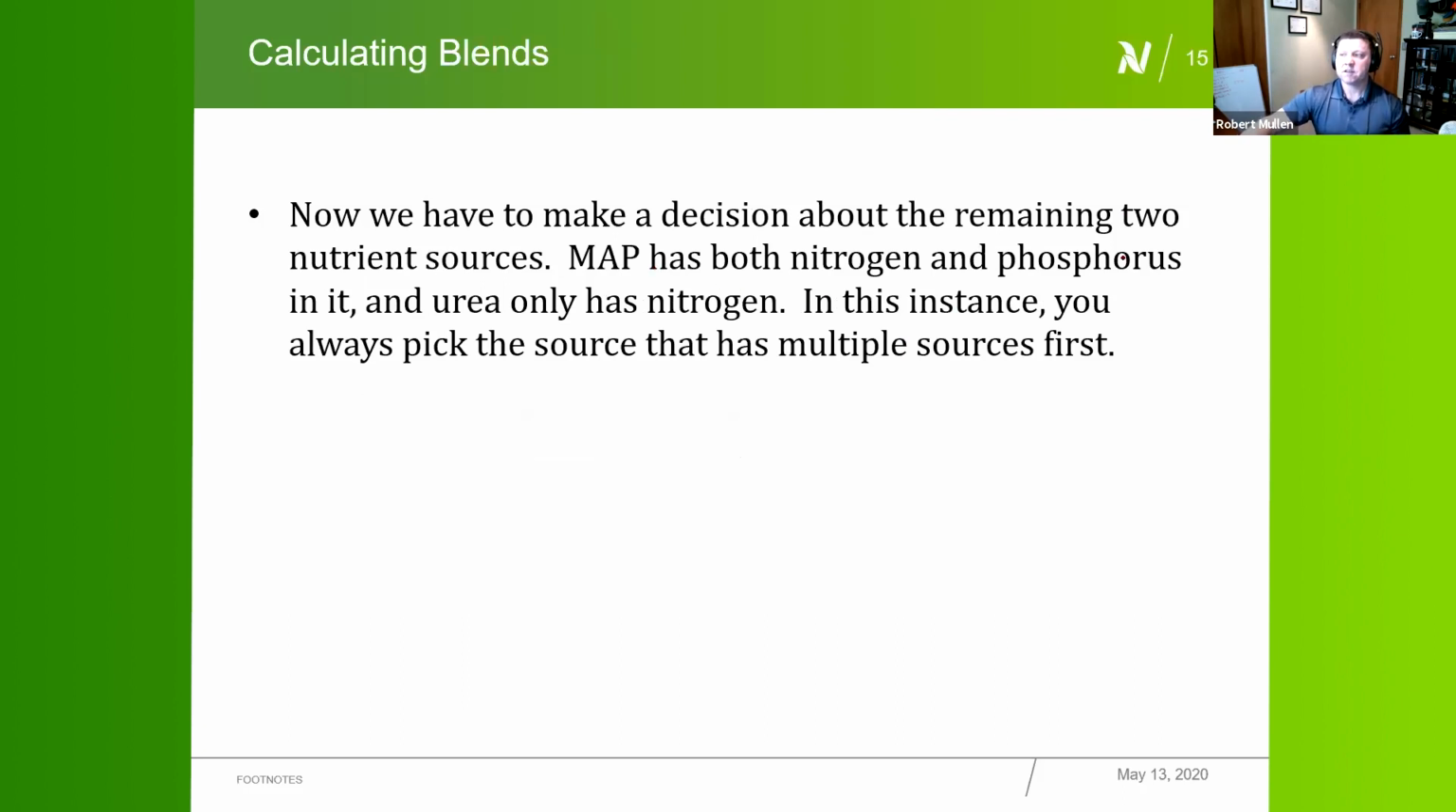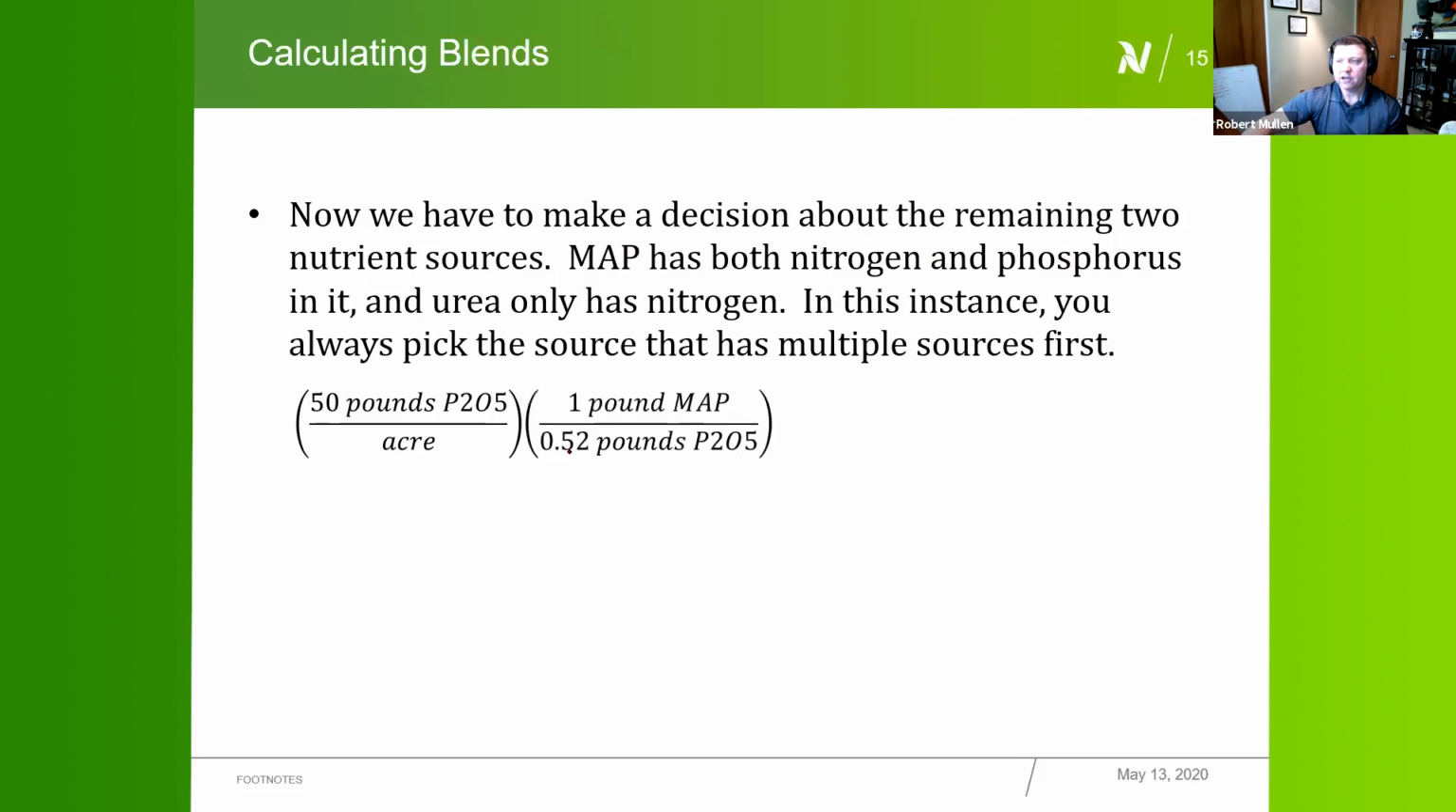Since MAP has both nitrogen and phosphorus and urea has only nitrogen, my next step is I want to take care of my phosphorus needs. All right. So if you recall, 50 pounds of P2O5 was my desired rate. Again, this hopefully looks very familiar. Start with what you know. I know that for every pound of MAP that I supply, I'm getting 0.52 pounds of P2O5, so that goes away. And if I'm trying to get just a pounds per acre, which is ultimately what I'm trying to do, to achieve that 50 pounds of P2O5, I have to supply 96 pounds of MAP per acre, 50 divided by 0.52.